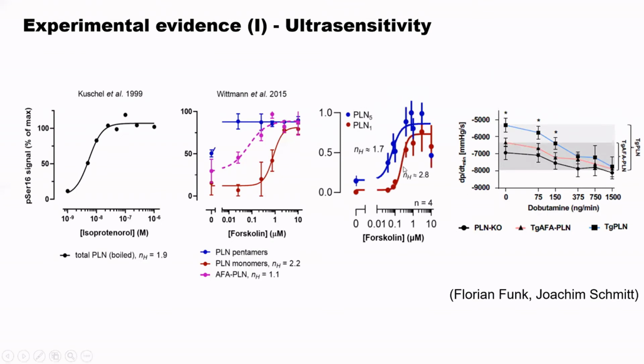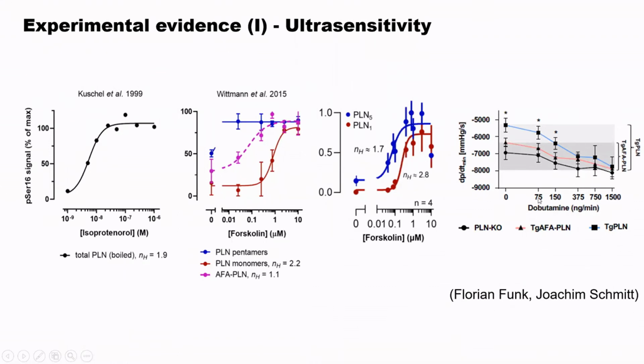Yeah, he did. And what he found is that, again, the Hill coefficient was roughly about 2, a bit higher for the monomers, a bit lower than for the pentamers. But in general, he could again confirm this high Hill coefficient. And interestingly, this seems to be not only restricted to the phosphorylation, but also something which can be found at the level of physiological parameters as well.